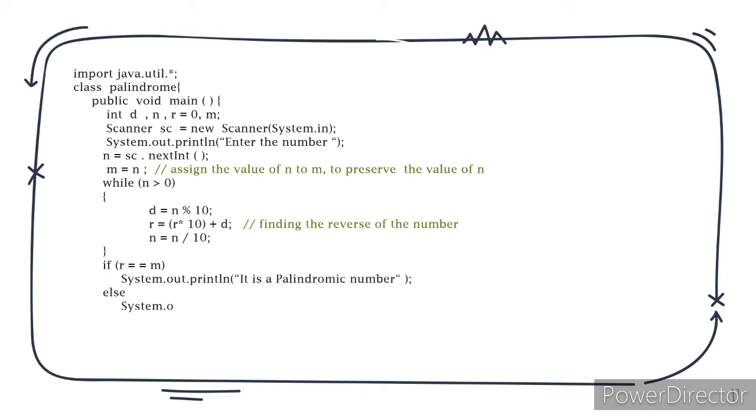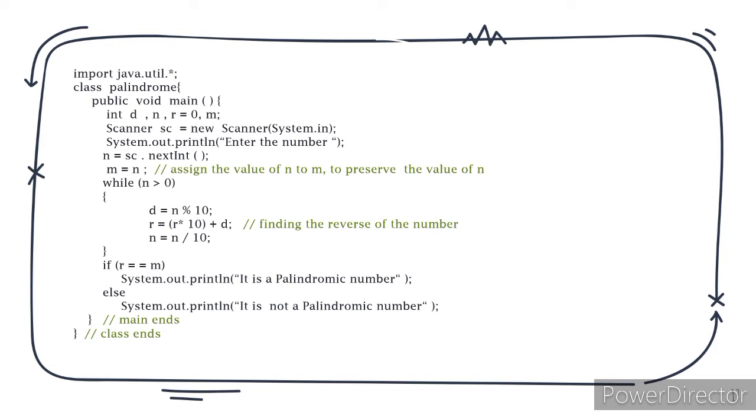What is the purpose? As we have seen, the while loop executes till the value of n is greater than 0. So by the time the while loop comes to an end, the value of n will be 0. That means you will lose your original value. But palindrome is about checking the reverse with the original value. So if you lose the original value and then compare the original value with the reverse, you will always get false. So I have copied it and stored it in the variable m.